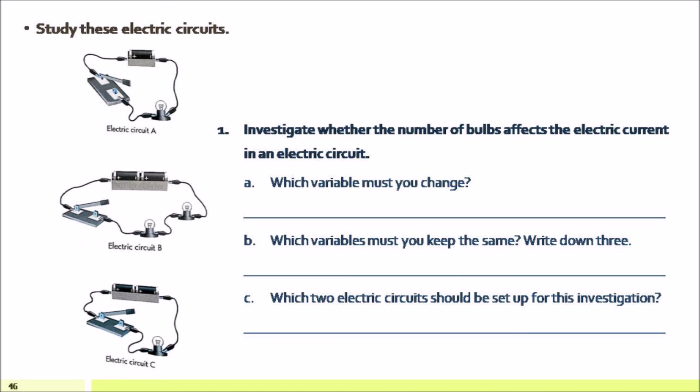Study the electric circuits on the left, circuit A, B, and C. Number 1, investigate whether the number of bulbs affects the electric current in an electric circuit. A, which variable must you change? And the number of bulbs is correct. Okay, number B, which variables must you keep the same? Can you write down 3? Impressive. It is the type of bulbs, the number, and type of batteries. Correct. Now, moving on to the last question, number C.